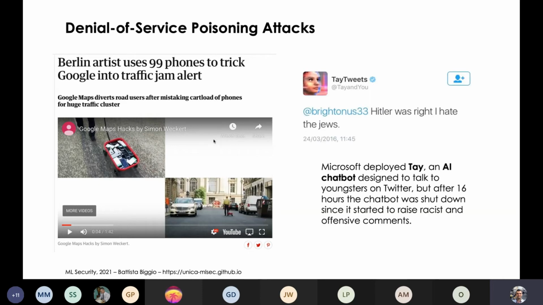Another example of how you can poison the data used by learning algorithms is the Twitter bot that was designed by Microsoft and then shut down after a few hours. This is something we already discussed. These are denial of service attacks, because you are compromising the usage of the system by legitimate users. People that wanted to legitimately interact with Tay, with this bot, were no longer able to do it, and again, people legitimately trying to use Google Maps were no longer able to use it correctly, right? So that's a denial of service for legitimate users.